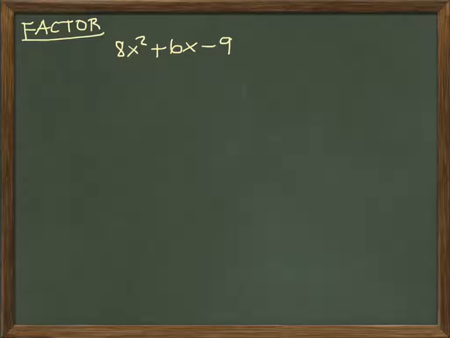In this example, I'm going to factor the trinomial 8x squared plus 6x minus 9, and I'm going to use the trial and error method, or guess and check. There's another video that shows how to do this using the AC method. The numbers here are not that complicated. It's the same example I used for the AC method to compare. Both of them work pretty nicely.